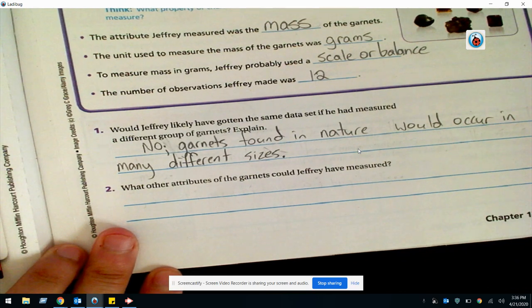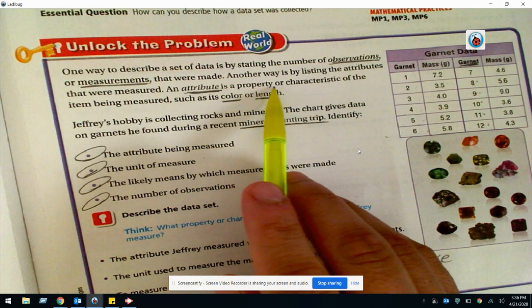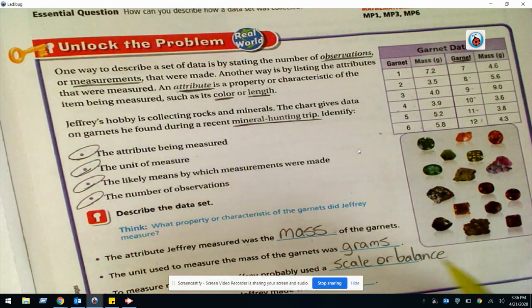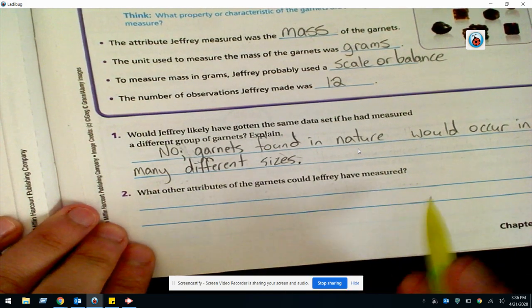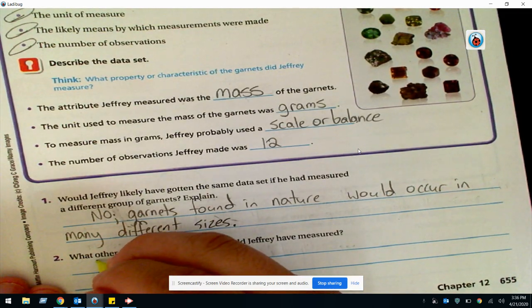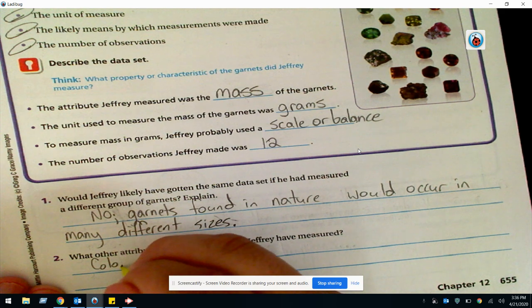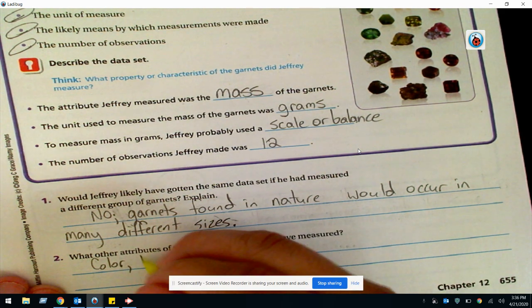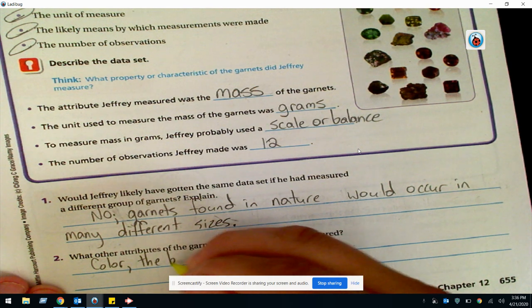So when we talk about attributes now, if you remember, an attribute is a property or characteristic of the item being measured, such as color or length. And we talked about mass for this. So what other attributes of the garnets could Jeffrey have measured? Well, if you think about it and just looking at it, you can see that there are colors. So you can measure the color. You can look at the brightness.